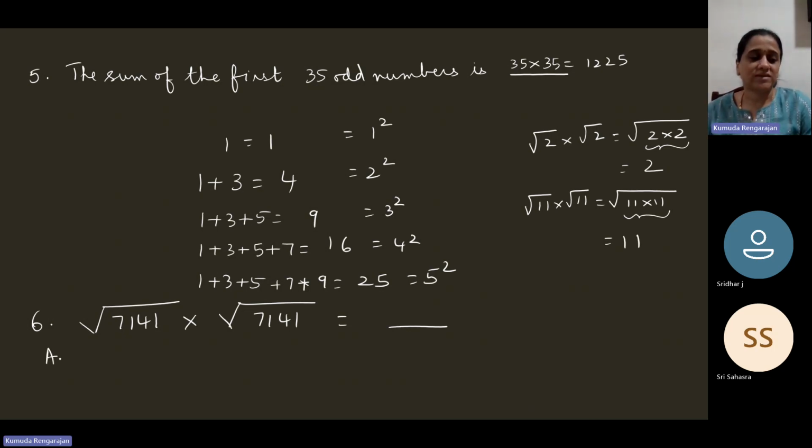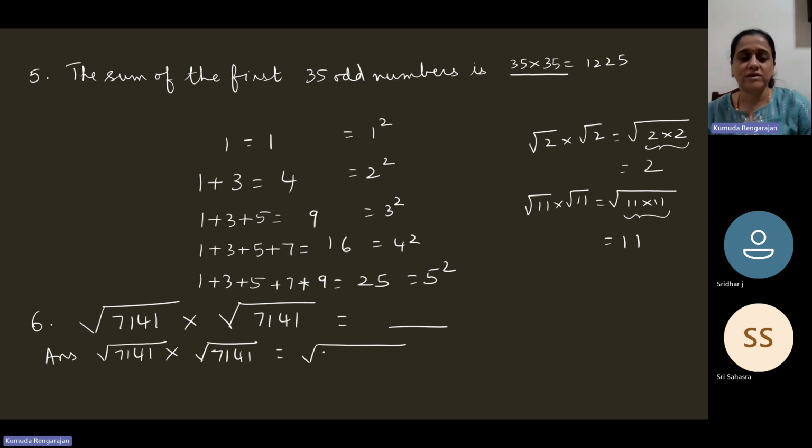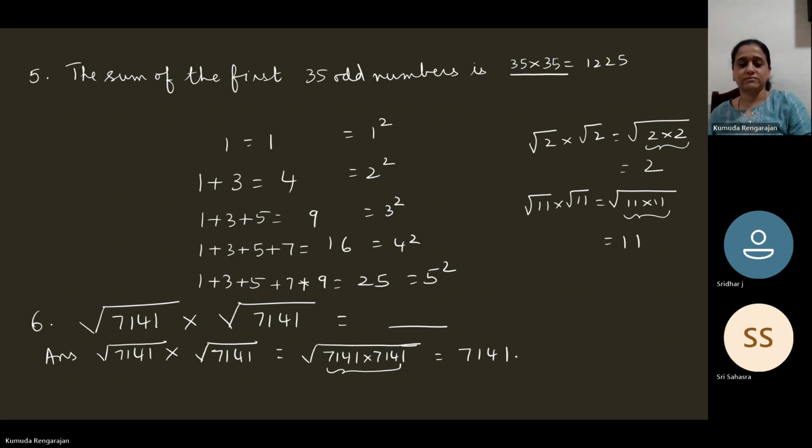So the steps will be equal to square root of 7141 into 7141. So from two equal numbers, one number comes out of the square root. So 7141.